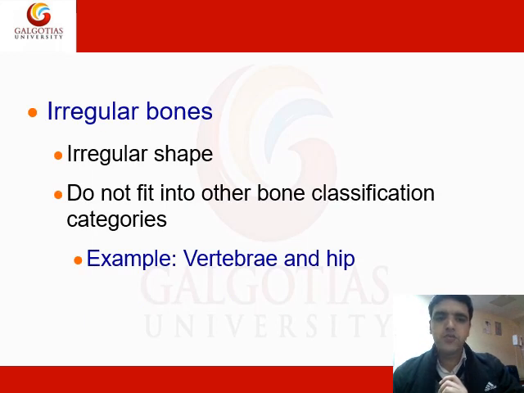Next category of bones is irregular bones. Basically, the bones which do not fall in the above three categories of long bone, short bone or flat bones will come under the category of irregular bones. As the name suggests, the shape of the bones is irregular and it will not fit in the other bone classification categories like long bone, short bone or flat bones. Examples of these types of bones are the vertebrae and hip.